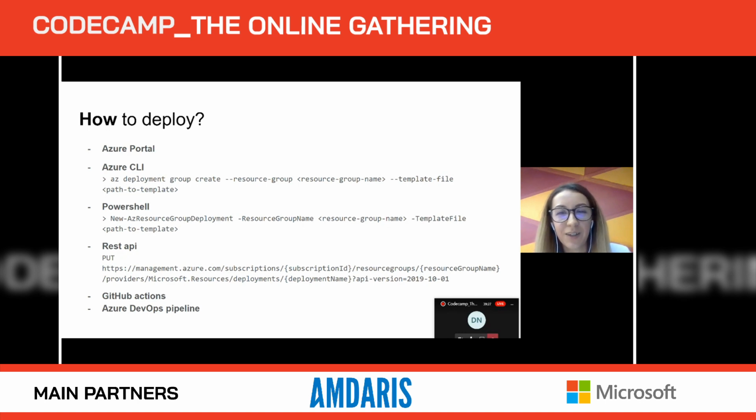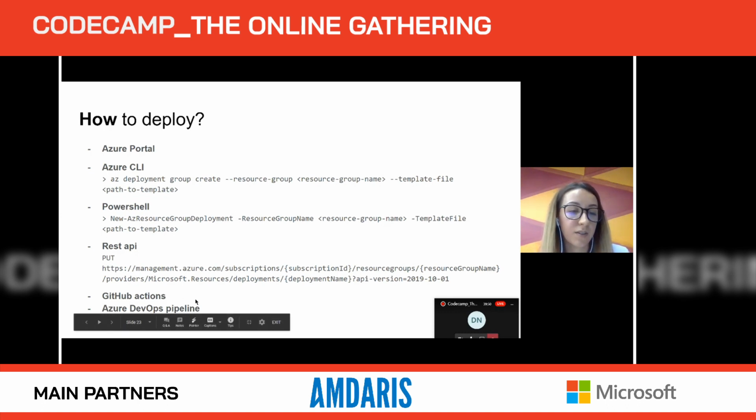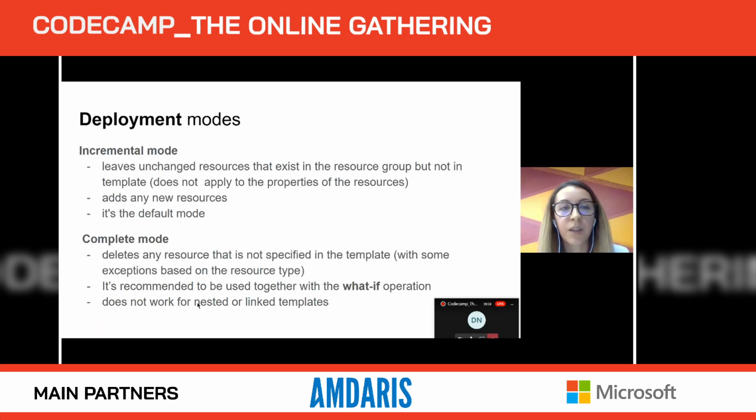Okay, so we defined this big template. Now we have to see what we can do with it. And how can we deploy it? It can be deployed directly from the Azure portal. It can be deployed from the Azure CLI or the PowerShell, even with a REST API call. There are also some embedded GitHub actions, and as we are going to see in the demo, it can also be embedded in the pipelines, in the DevOps pipeline.